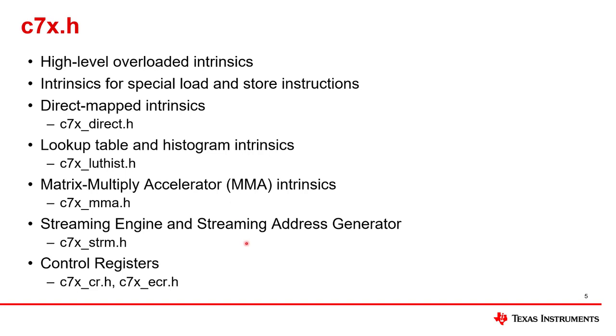The streaming engine and streaming address generator intrinsics and types and utilities appear in the header file c7x_strm.h. There's a few videos that cover the streaming engine and streaming address generator, and that's where those things are all detailed. Control registers: there are several, actually a large number of control registers available on the C7000 CPU. And the way this works from the compiler's perspective is it's sort of like the compiler predefines them as global variables, and then declarations for those variables appear in these header files, and then you use them in your code in a manner very similar to global variables.